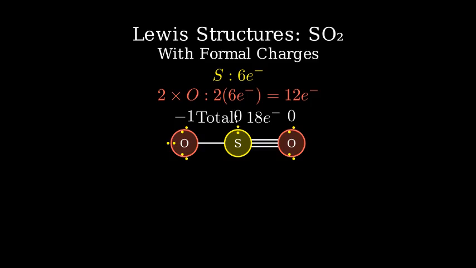Now let's draw a second structure, where all atoms have 0 formal charge. We'll again place sulfur in the center with an oxygen on each side. This time, we'll add double bonds to both oxygens. Then we'll add lone pairs to complete the octets.